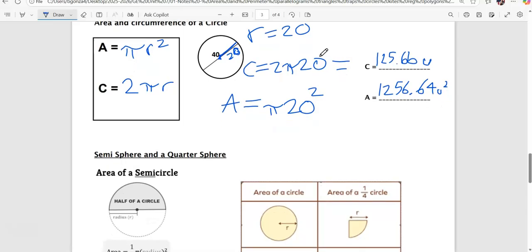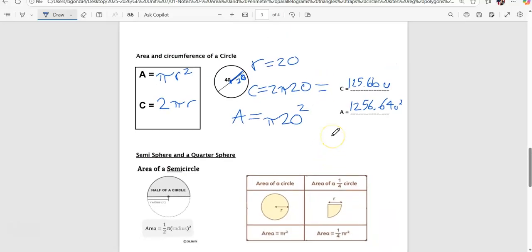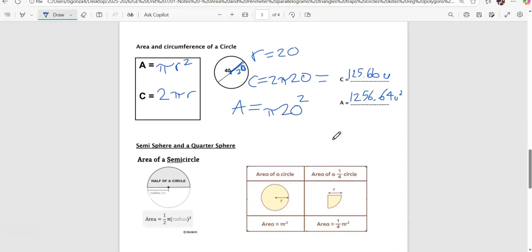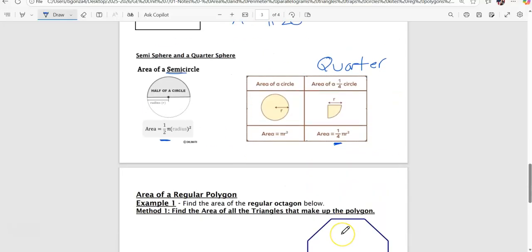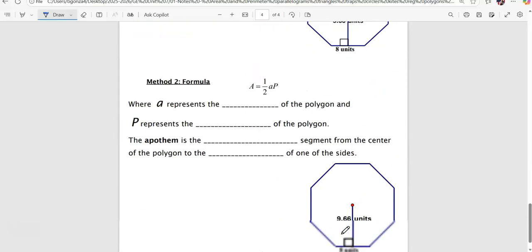Now, the only time this changes is if you're finding a fraction. So, you could be asked to find a semicircle. Semi means a half, and if it's a quarter circle, it'll have 1 over 4. Okay? So that's all you've got to do. Divide by 2 to get half, divide by 4 to get a quarter, and there'll be some examples on your assignment.